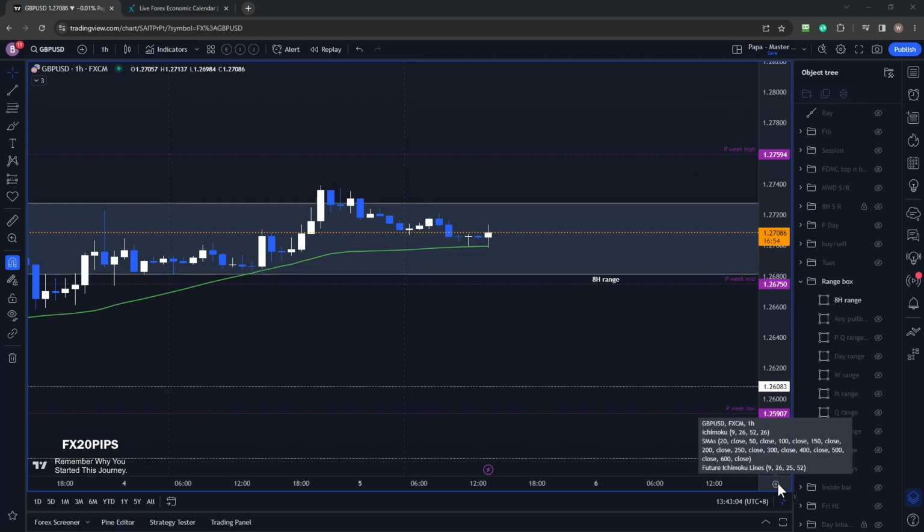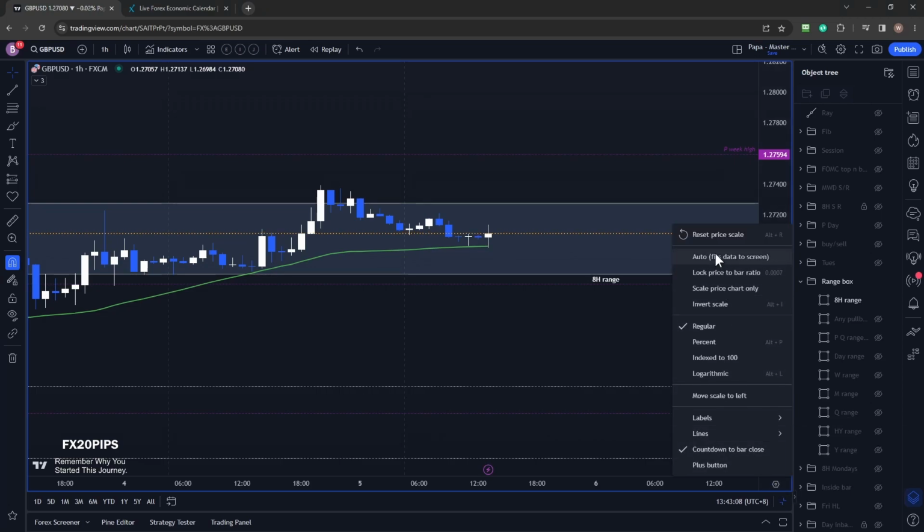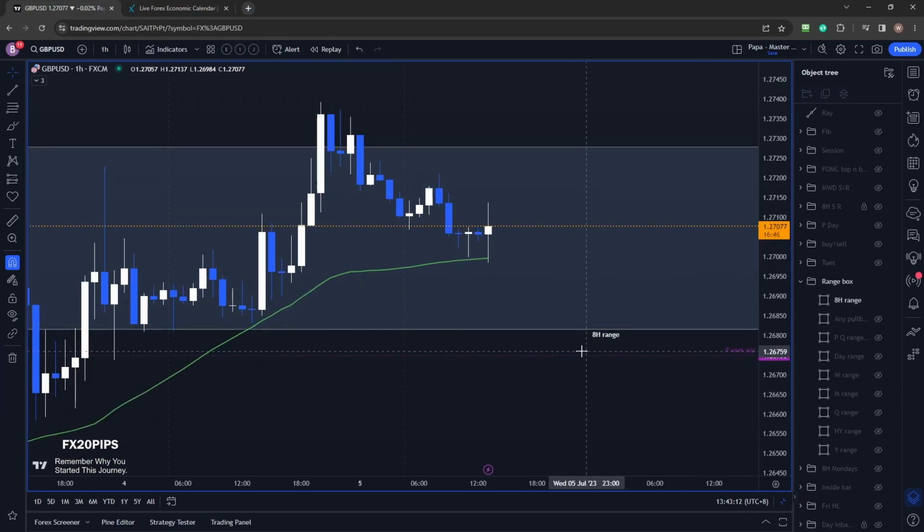If you mouse over, this is all that it shows you. But if you were to click, you will see the auto here, right? Fits data to screen. Click on it, boom, it refreshes. All right, so it used to be just a single button here. Now they hide it behind this icon. Yeah, just thought I'd let you know.